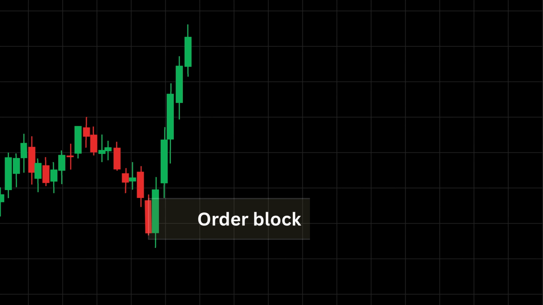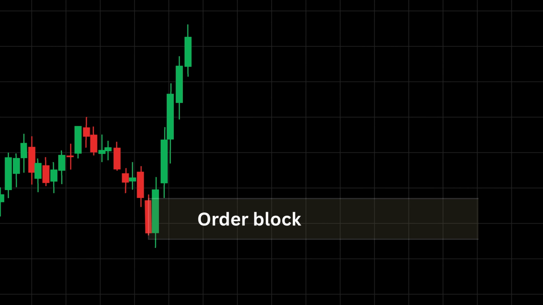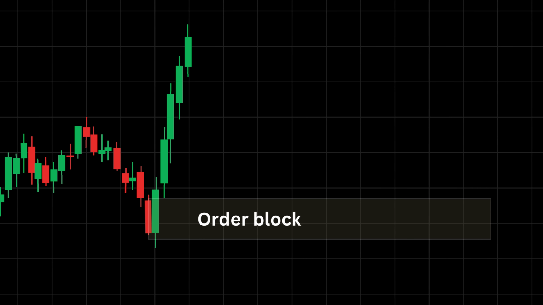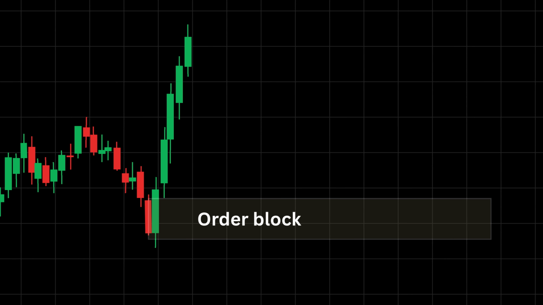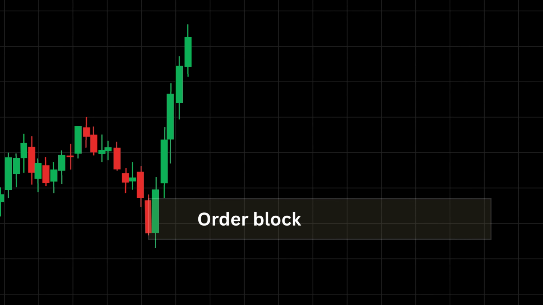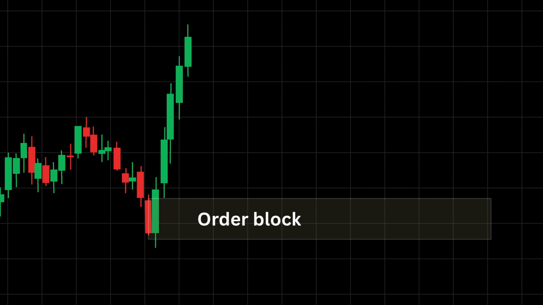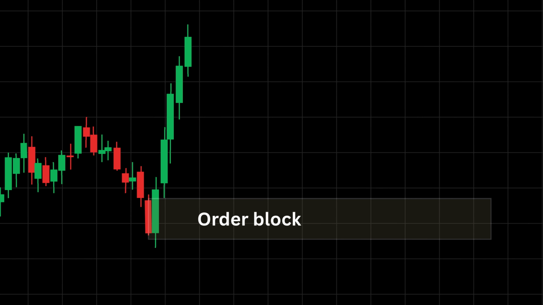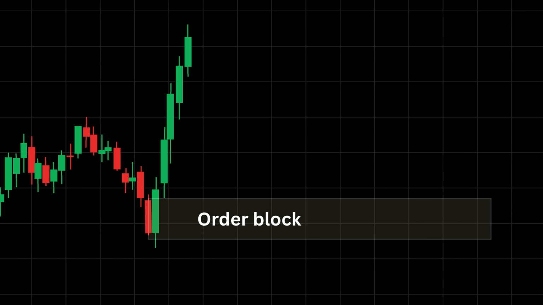Order blocks reveal the last area where smart money made a decisive move. When price returns to that zone, it's often to rebalance, re-enter, or trap retail traders. That's why these areas become high-probability zones for reversals or strong continuations. In simple terms, order blocks equals smart money footprints. Follow them, and you're no longer guessing, you're aligning with institutional flow.